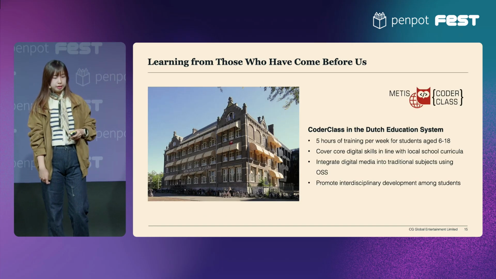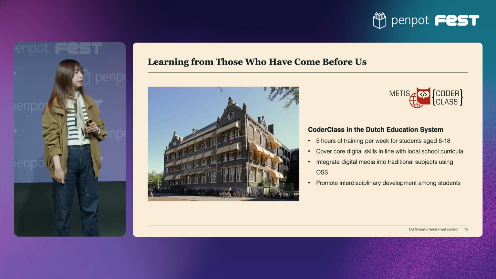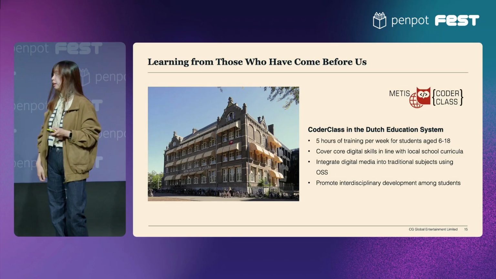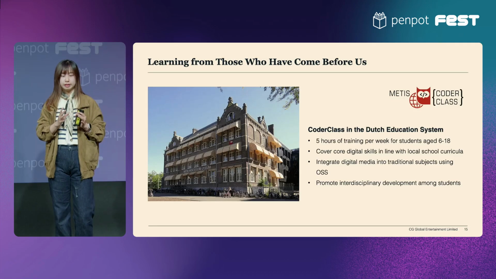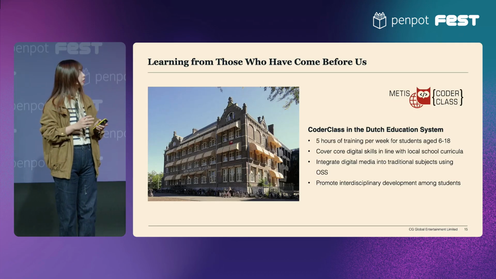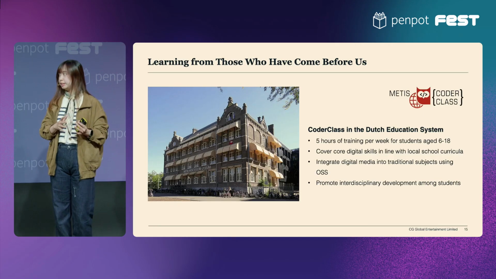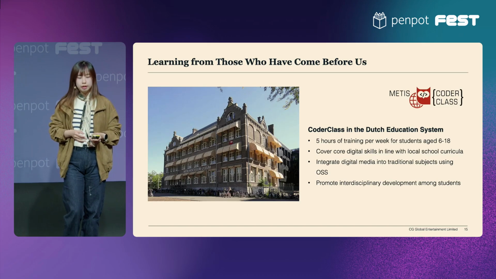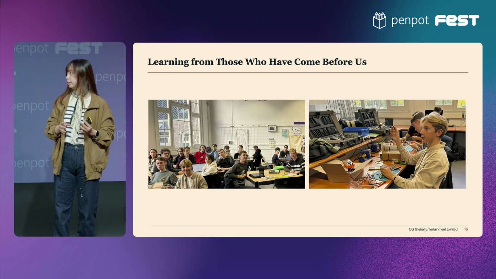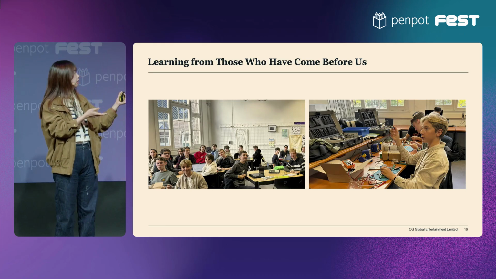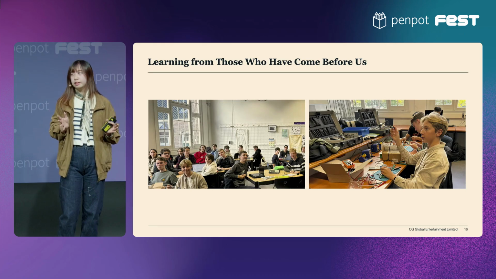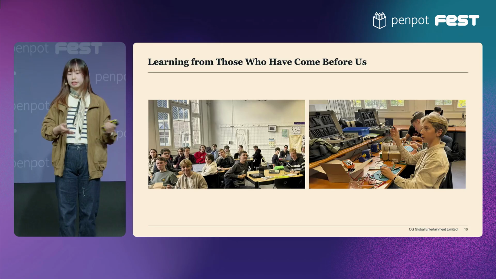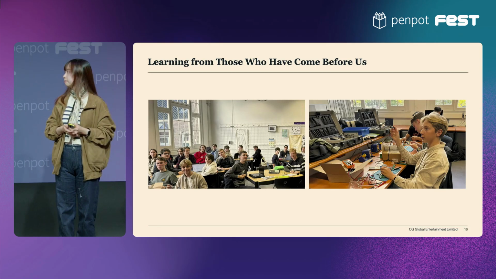So here, we think the answer is very simple. It's because of this school that we visited before. We found that the Netherlands government has established a modern, very solid, and very mature education system. They have integrated digital media into their traditional subjects through using OSS software. In the school, they provide 5 hours of training each week. You can see students just sit in the classroom, in an open, fair, and collaborative environment. They are free to do their projects and chat with each other to share their ideas.